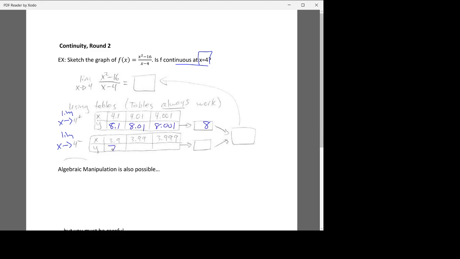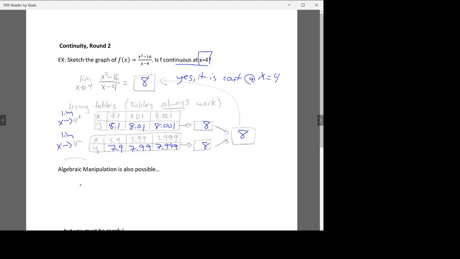And if I did this one, I'd get 7.9. I'll leave you to do the arithmetic if you want to play with the fraction. But if you see how you can algebraically manipulate it, you can see where I'm getting at. These are definitely getting closer and closer to 8 on both of them. And it's the same, so the limit exists, and the limit is 8. So yes, it is continuous at x equals 4.